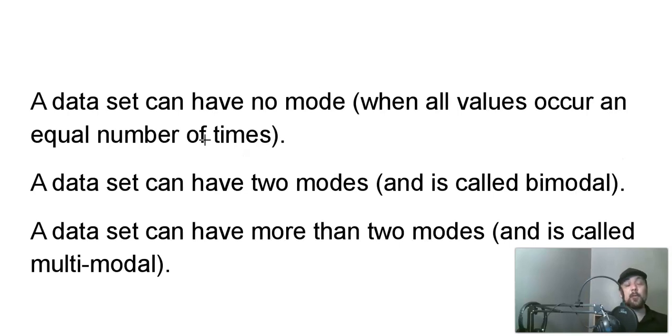It is possible for a data set to have no mode whatsoever. So if every data value occurs an equal number of times, there's no mode. Normally that would be the case where each data value just occurs once.